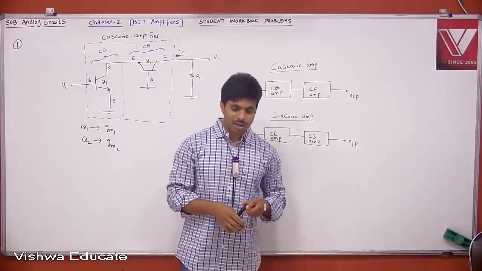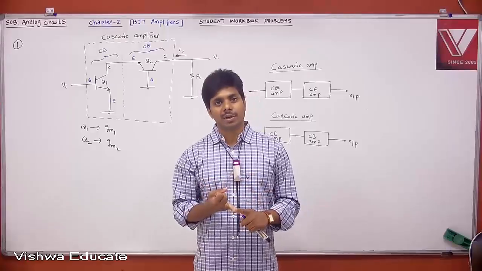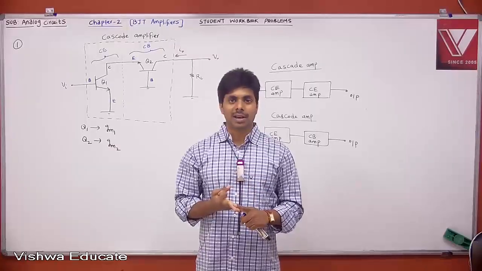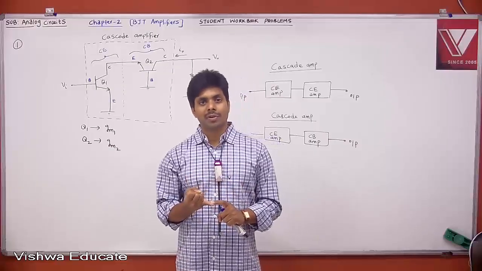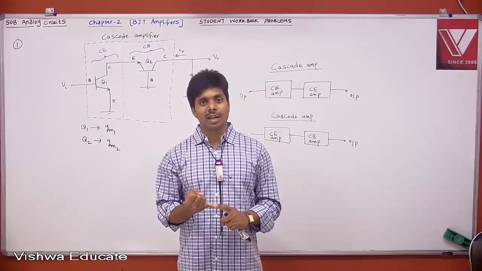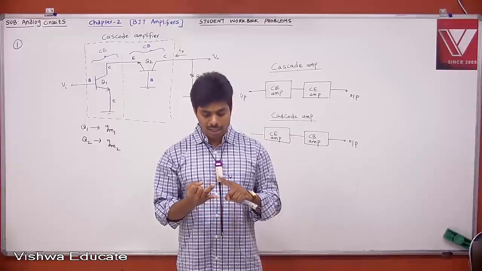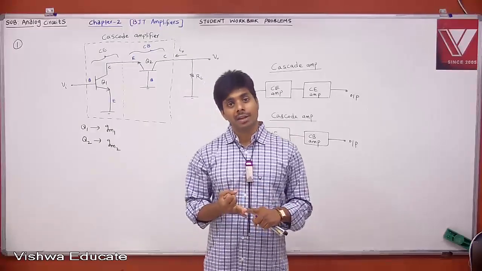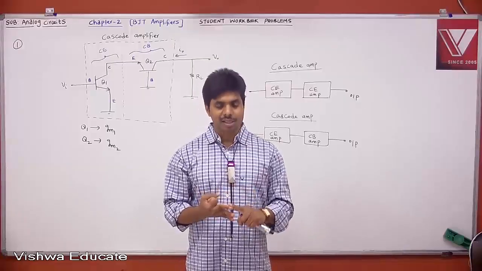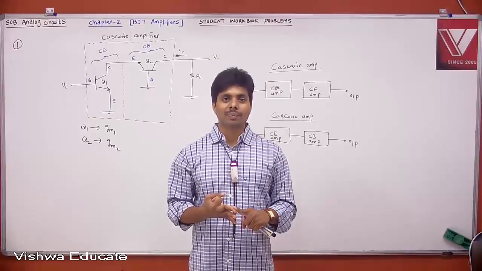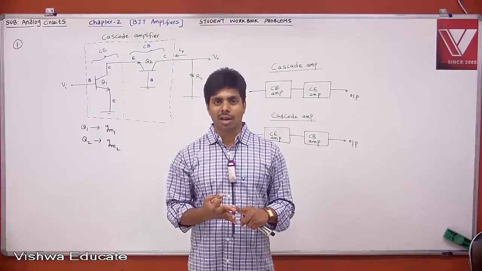You remember we studied the common emitter amplifier separately, the common collector amplifier separately, and the common base amplifier separately, and we had a conclusion. What was that? The common emitter amplifier provides very good voltage gain and very good current gain, but there is no impedance matching for voltage amplification as well as current amplification. The CC amplifier gives very good impedance matching for voltage amplification, but there is no voltage gain. The CB amplifier provides very good impedance matching for current amplification, but there is no current gain.